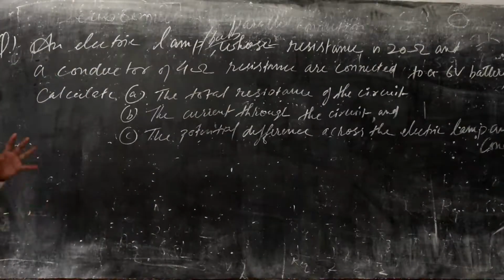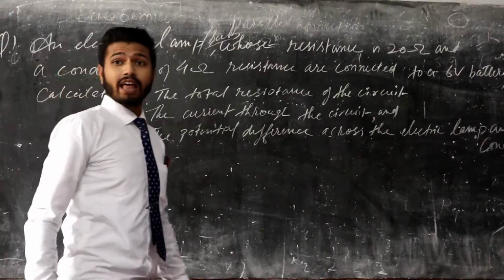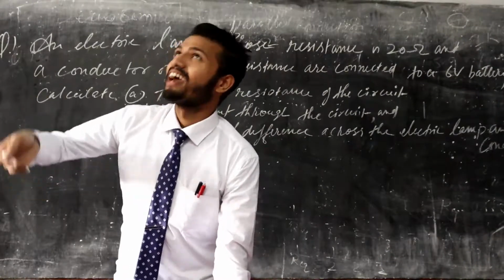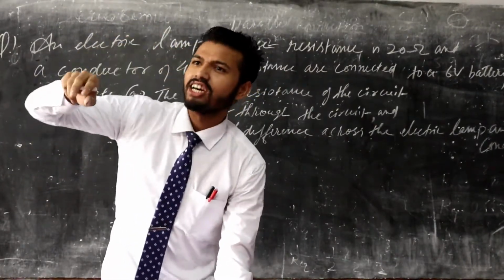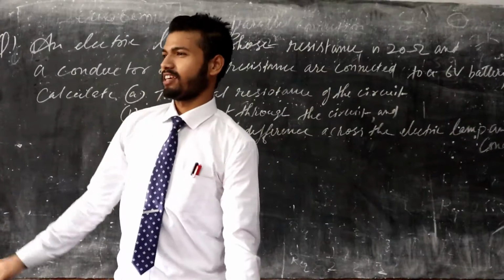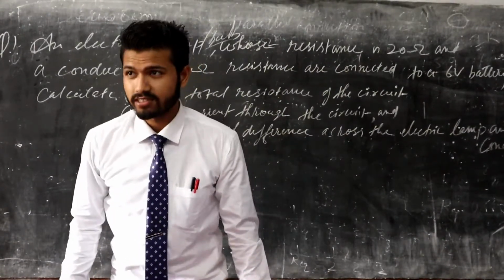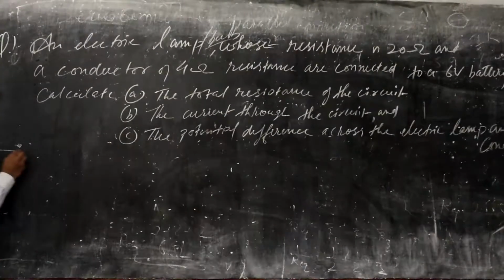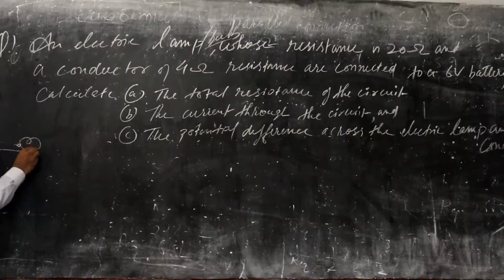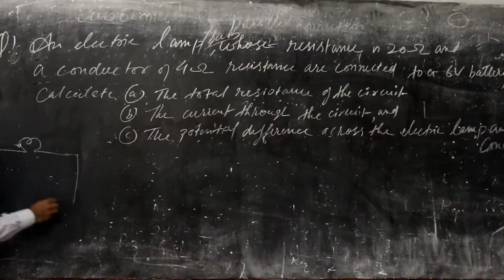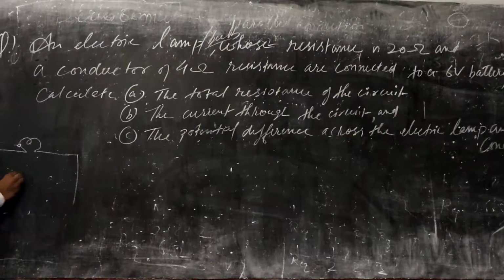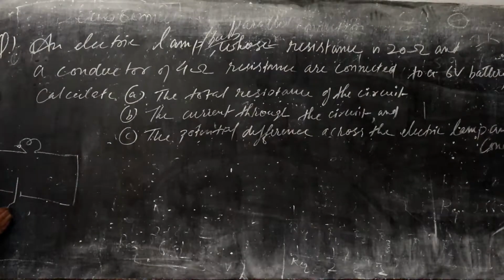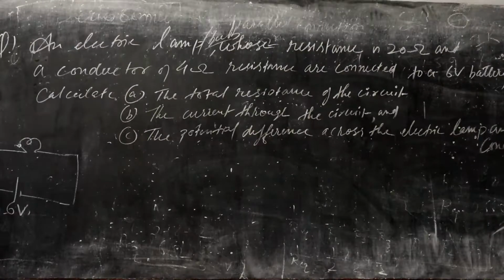Look here, I told you in one class that everything has a resistance: a wire, a battery, a gadget, a charger, a bulb, everything has some resistance. So this is a very nice question. The wire and the bulb are connected with a battery. The battery has 6 volt potential difference.